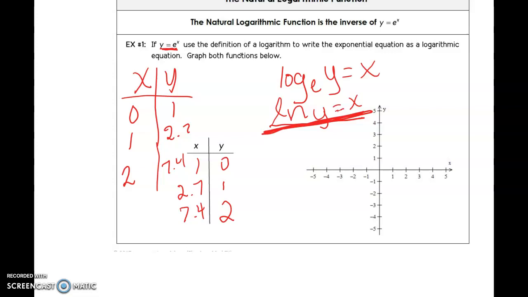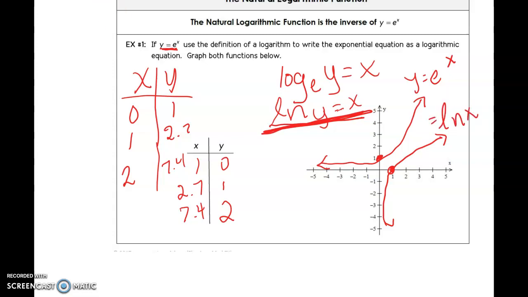Okay, so e to the power of x looks like this. Okay, this is y equals e to the power of x, and then here this is log, or ln, I'm sorry. See, I'm always doing that. ln of x equals y. Okay, so that's the difference between the two. They are inverses of each other.